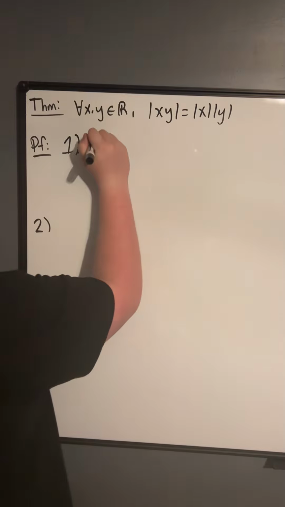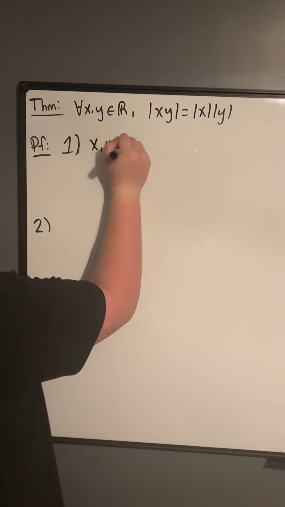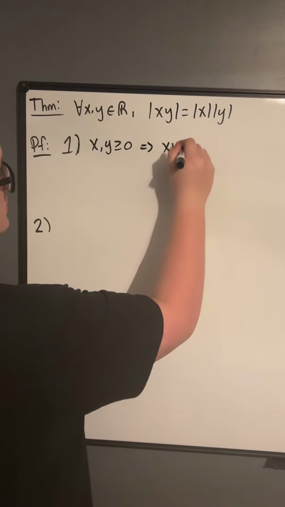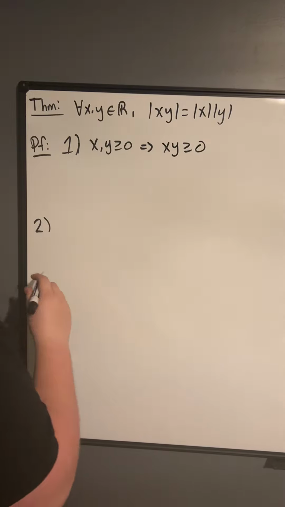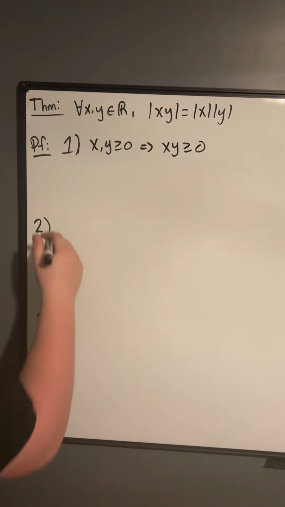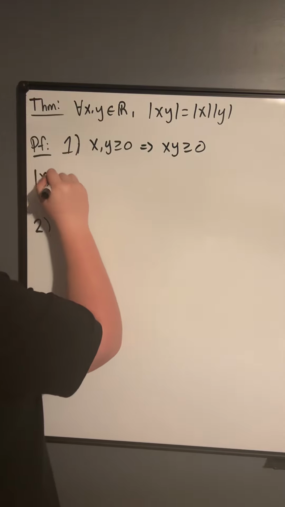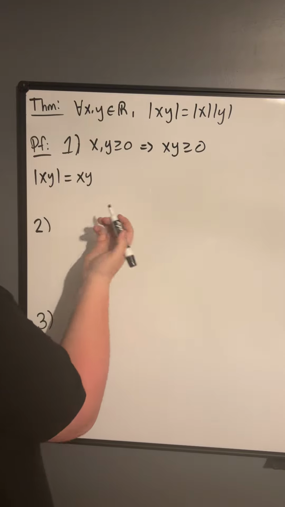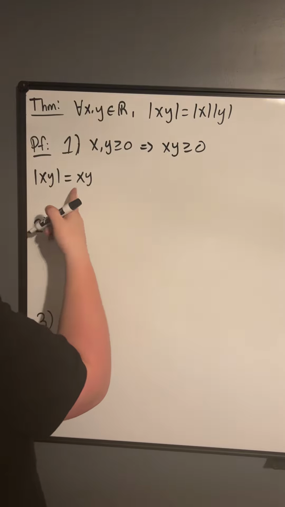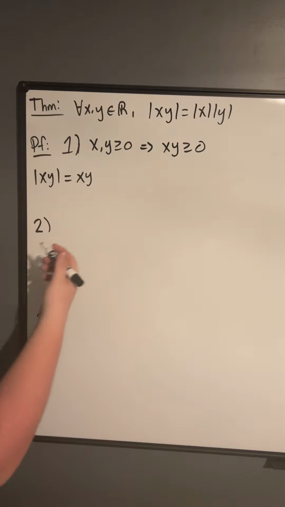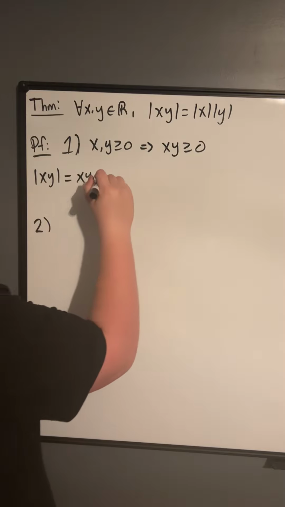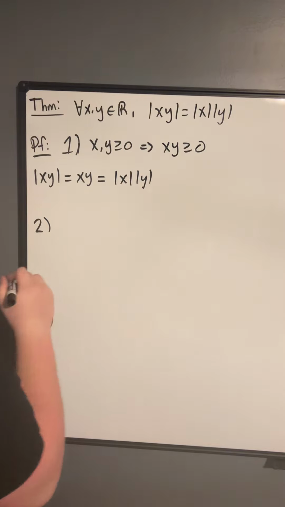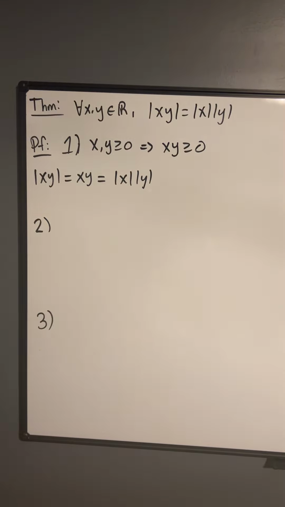So for the first case, we're going to assume that both x and y are greater than or equal to 0. In that case, x times y must also be greater than or equal to 0. And when you have a positive number, when you take the absolute value, it's just going to stay itself. So the absolute value of xy is just going to be equal to xy. But notice that the absolute value of x is x, and the absolute value of y is y, since they're both positive. So we can say that this is equal to the absolute value of x times the absolute value of y. So we've shown it for the case where they're both positive.